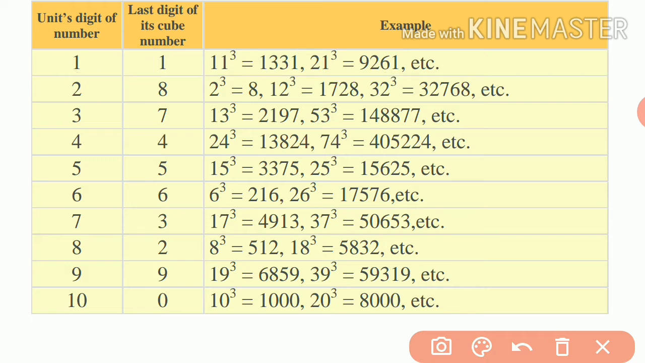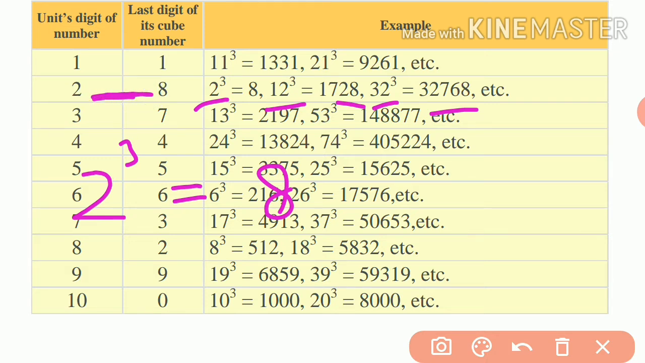Similarly, the cube of 2 is equal to 8, and the cube of 12 is this number, and the cube of 32 is this number. It means if we cube any number that ends with 2, then the result will end with digit 8. So this is the relation between 2 and 8.